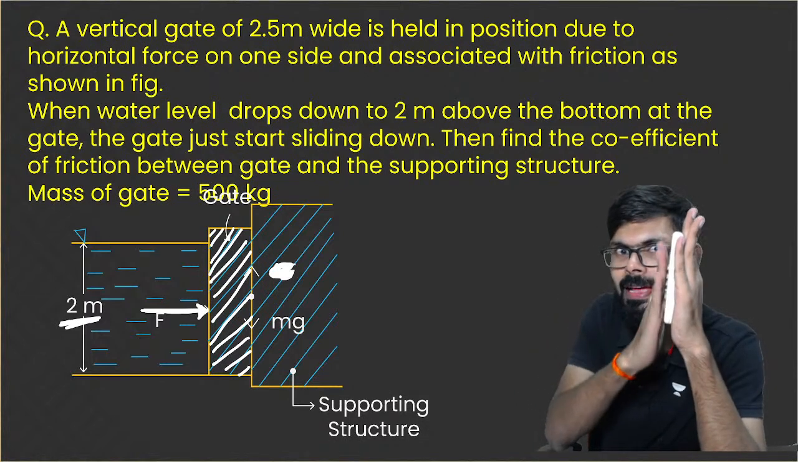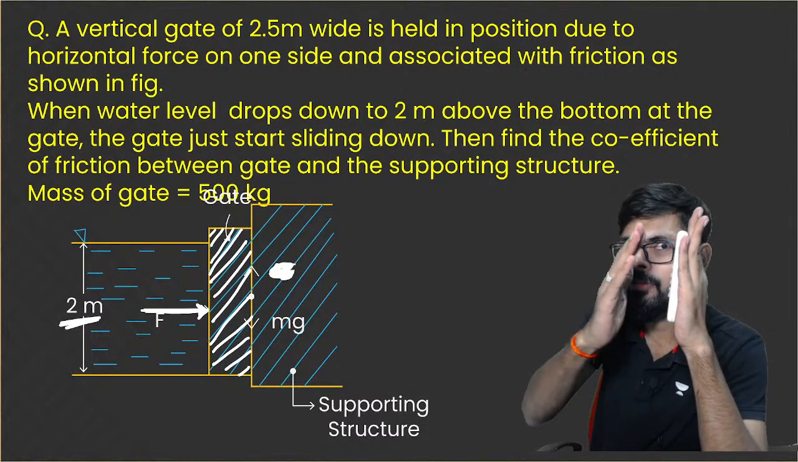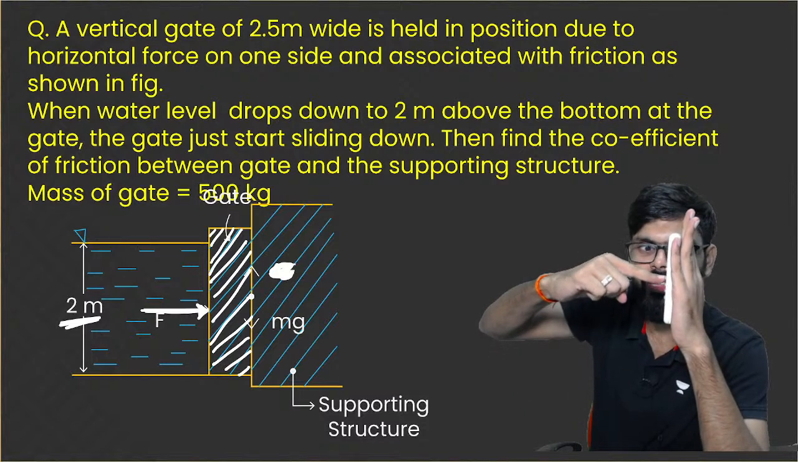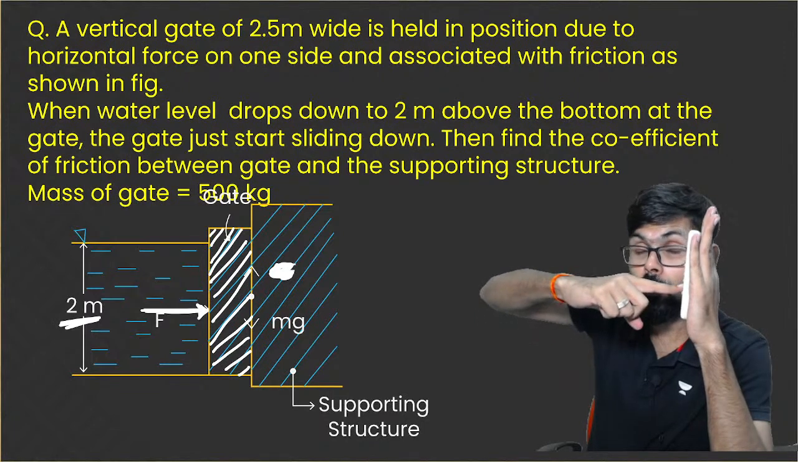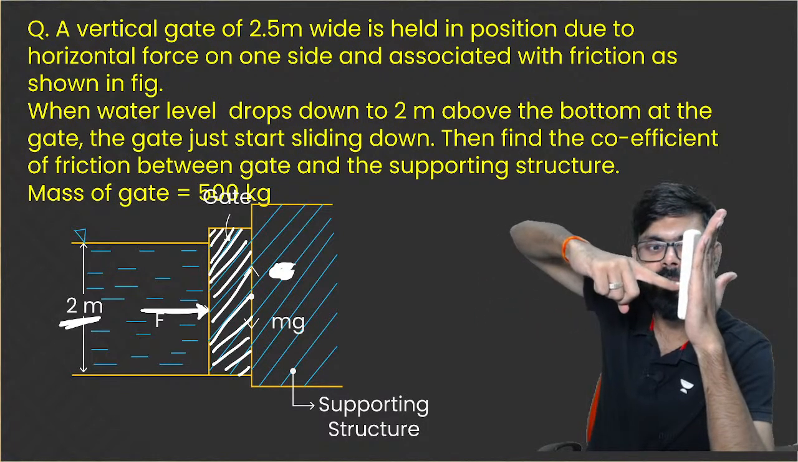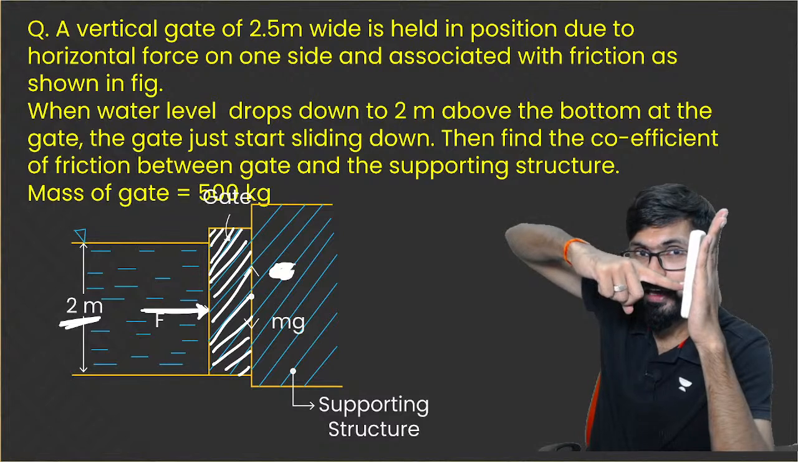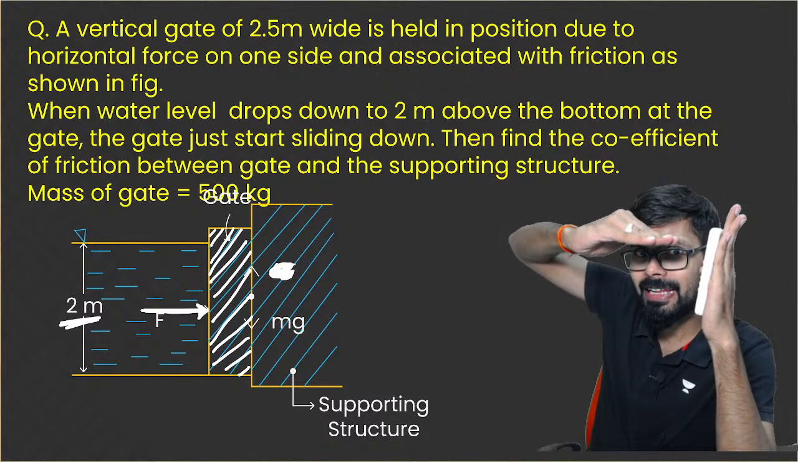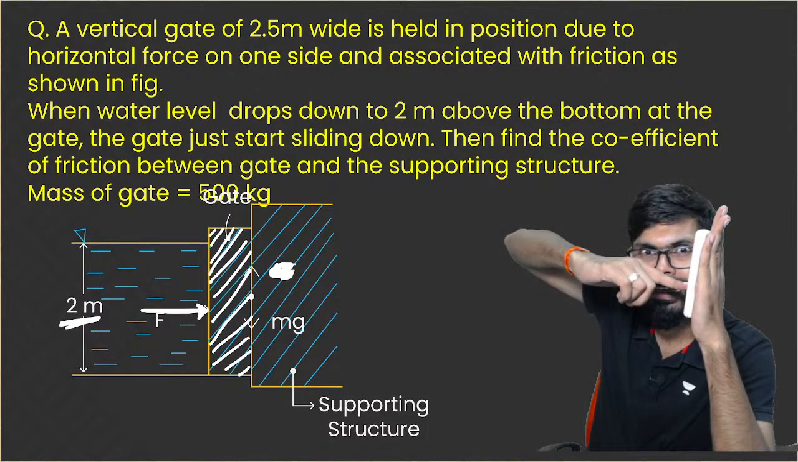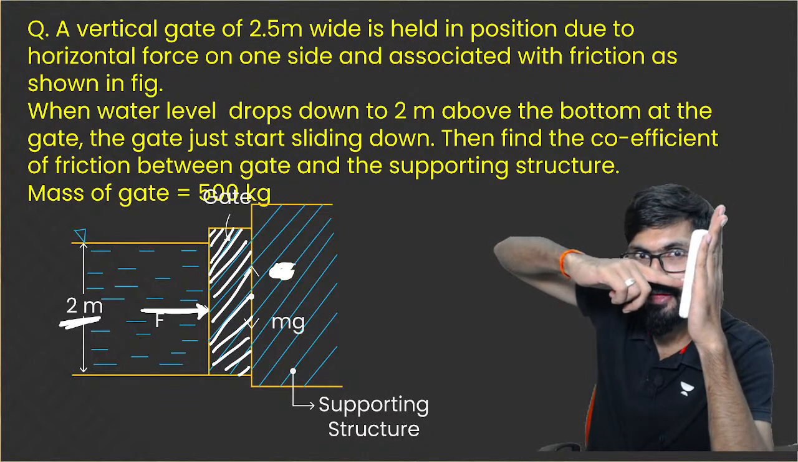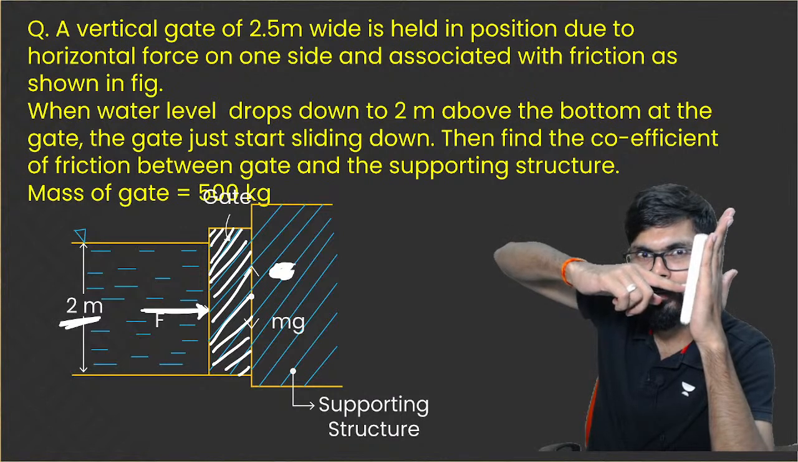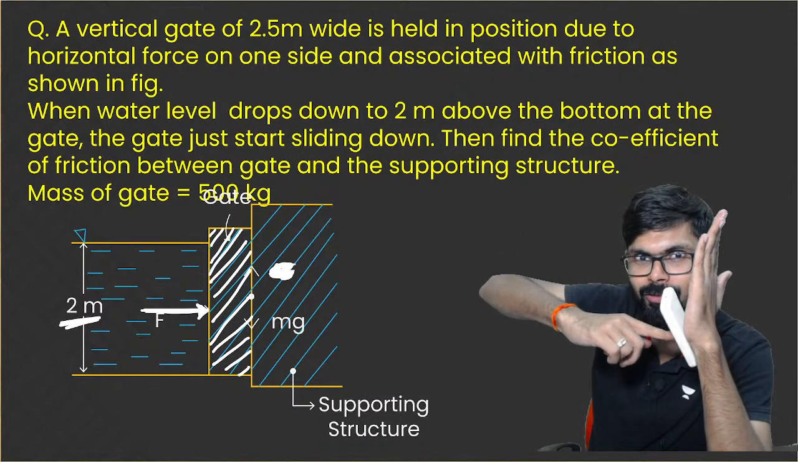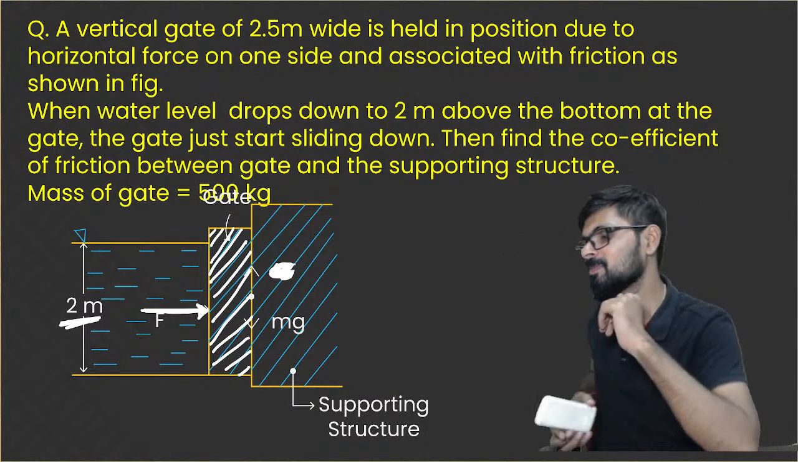Now on this side, what do we have? This side we have fluid. The fluid is exerting some pressure on this, and because of this pressure it is attached. If the water level keeps on decreasing, then this force will also decrease. When this force decreases, after a limit it will start sliding. You can see that, it slides over. Understood?